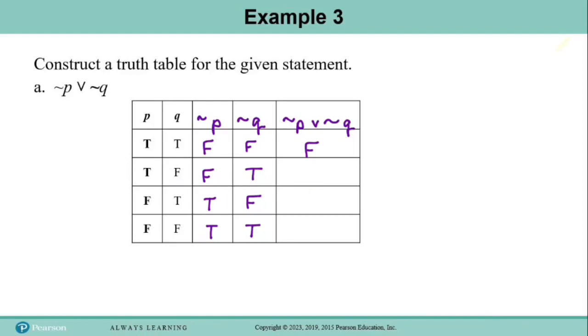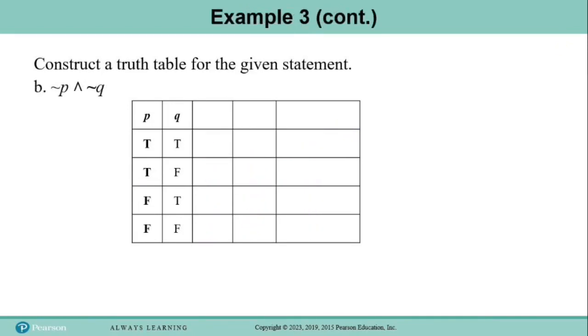On the second line, one of the component statements is true. Remember, these two are the two that we're looking at, not P or not Q. And so if either one of these is true, the statement not P or not Q is also true. On the third line, one of the components is true, so the or statement is true. On the fourth line, both components are true, so the overall statement is true.